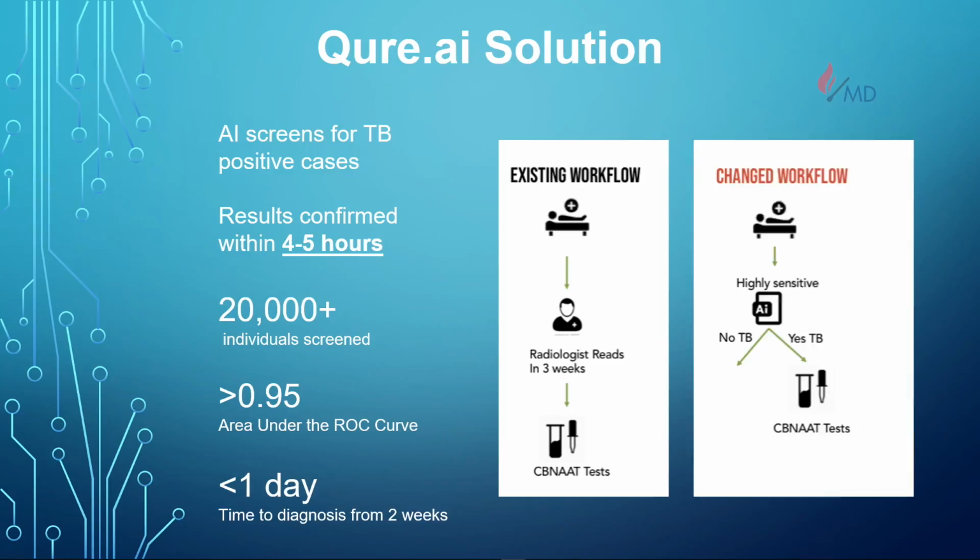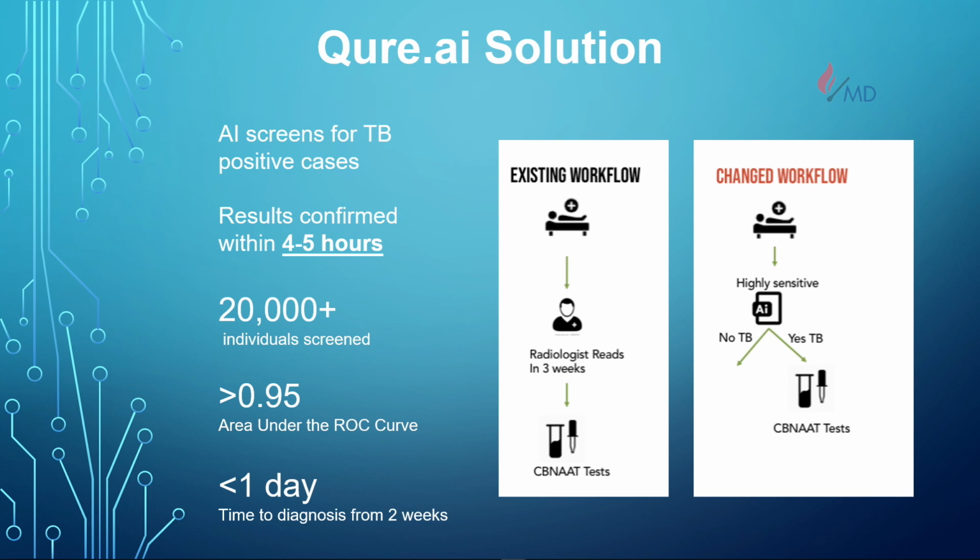Well, you might wonder, how does this change the workflow? So the numbers really speak for themselves. So far, they've screened over 20,000 patients. The area under the ROC is greater than 0.95, and it takes less than a day to diagnosis. So this is what has changed.